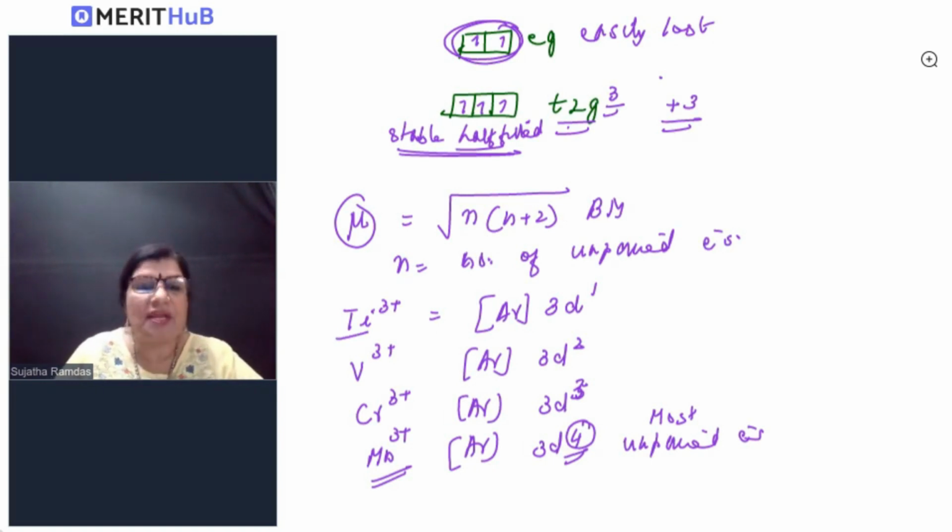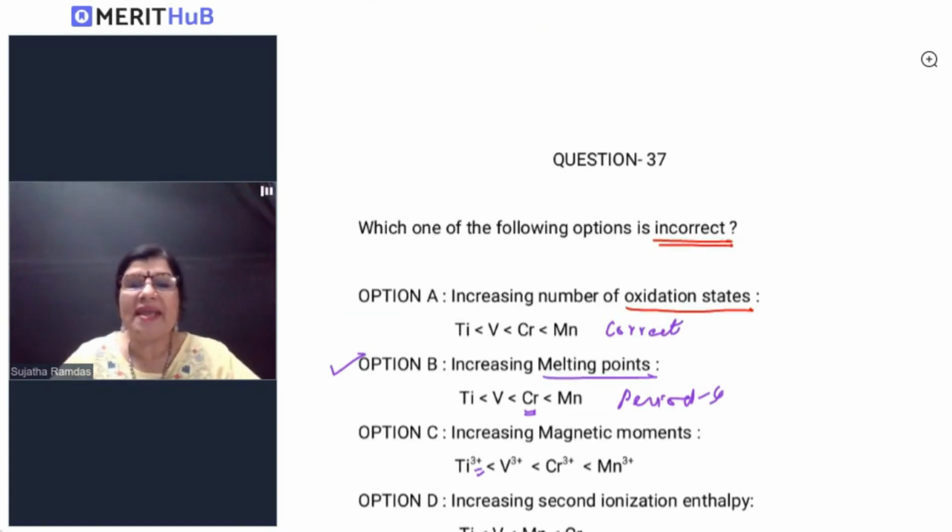And from titanium 3+ to vanadium 3+ to chromium 3+, you will notice that there is an increase in the number of unpaired electrons, and the magnetic moment therefore will be in the same order as depicted in option C. So option C is also a correct statement.